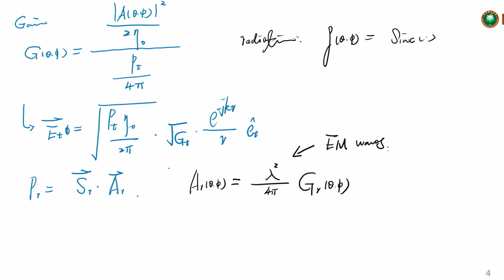So for the polarimetric radar systems, because it has two polarizations, the dual polarization, so we do not use a single function, radiation function, pattern function.